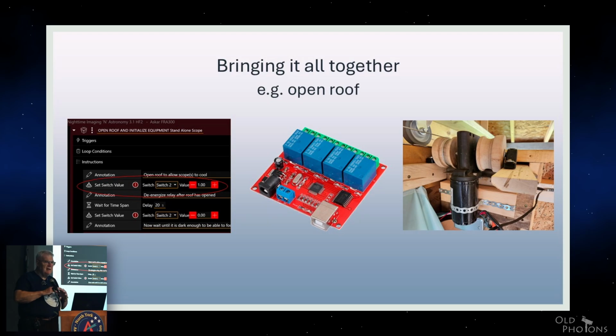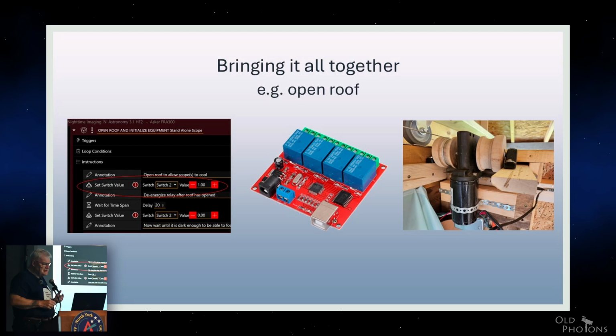So let me try and bring this all together and introduce some of the devices that allow me to operate the way that I do, and just give you a sense of how you can automate some things. So if I need to open my roof, I need Nina to interface with the middle device. Here is a USB connected relay board. And so switch number 2 opens my roof, and switch number 3 closes my roof.